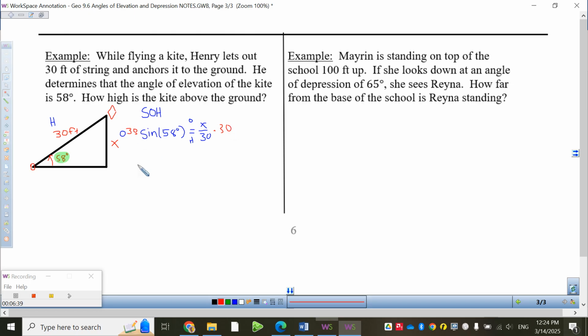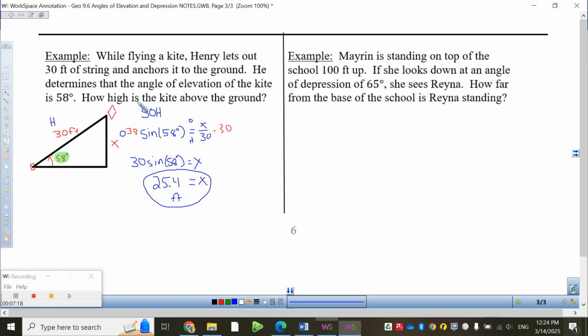And we're going to plug this into our calculator. So we get 30 sine of 58 degrees equals x. Let's plug that into our calculator and see what value we get. It should be less than 30 because 30 is the hypotenuse. 30 sine of 58, and I get a value of 25.4 rounded. Sorry, 25.4 feet is the height above the ground. 25.4 feet for this problem. Okay, so this distance right here is 25.4.